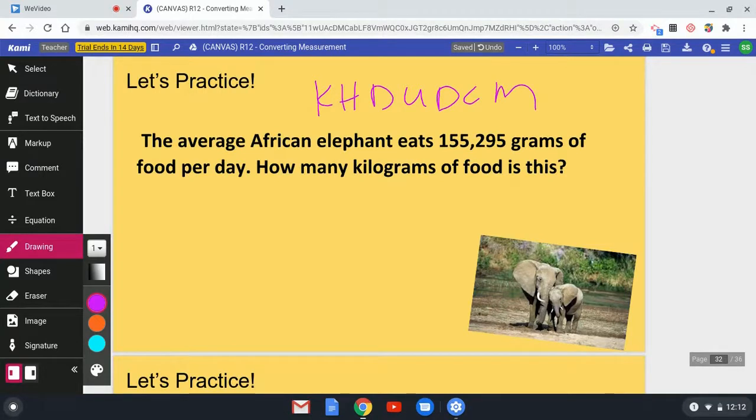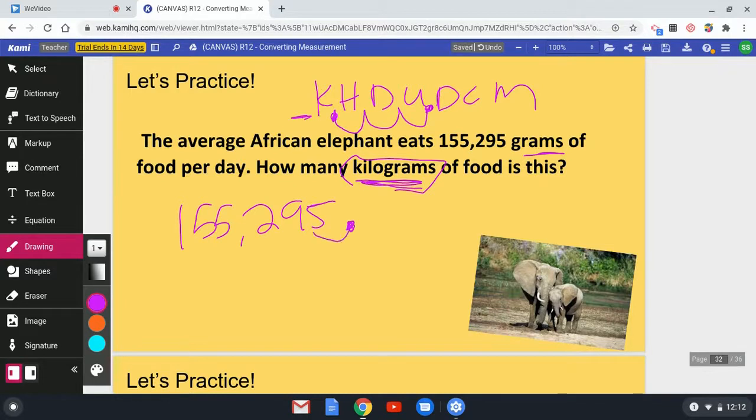All right, the African elephant eats 155,295 grams of food per day. How many kilograms of food is this? Okay, so here's my decimal in this number. Right here, I'm at grams, I'm at my unit, and I want to get to kilograms, which is clear over here. So right here is where I'm going. 1, 2, 3 to the left. So I'm going to take this and go 1, 2, 3 to the left.